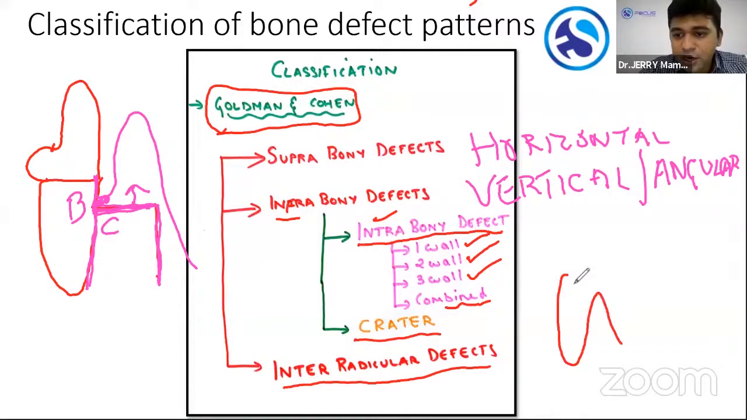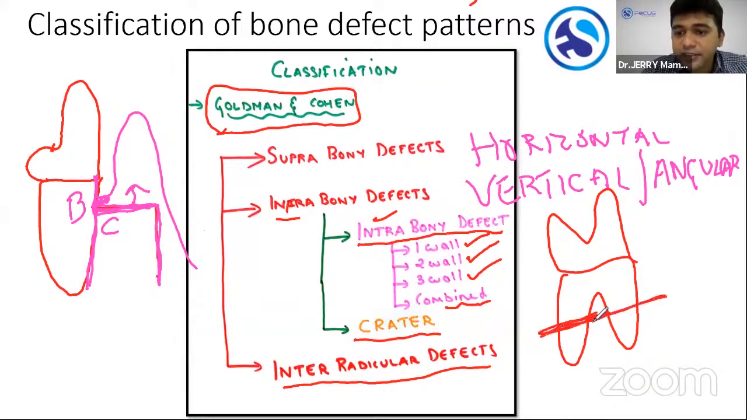Very good. So here, what are we talking about? We are talking about defects in the furcation area. When you see defects like this, when you see that the probe can pass through and through, then you say that it is an inter-radicular defect. And that is again subdivided or classified more. We will come to that. But these are the three major classes. Is this clear? Supra-bony defects, infra-bony defects, and inter-radicular defects.